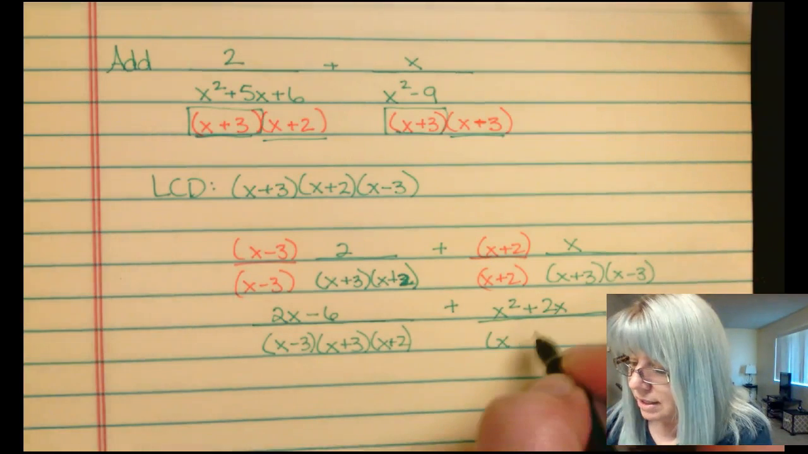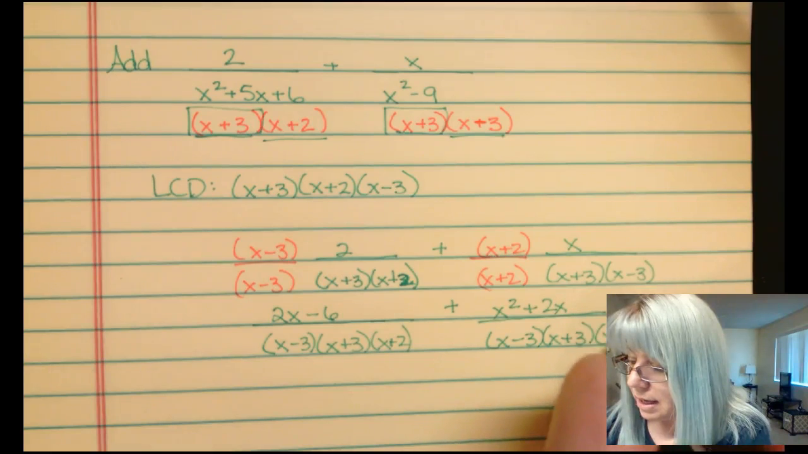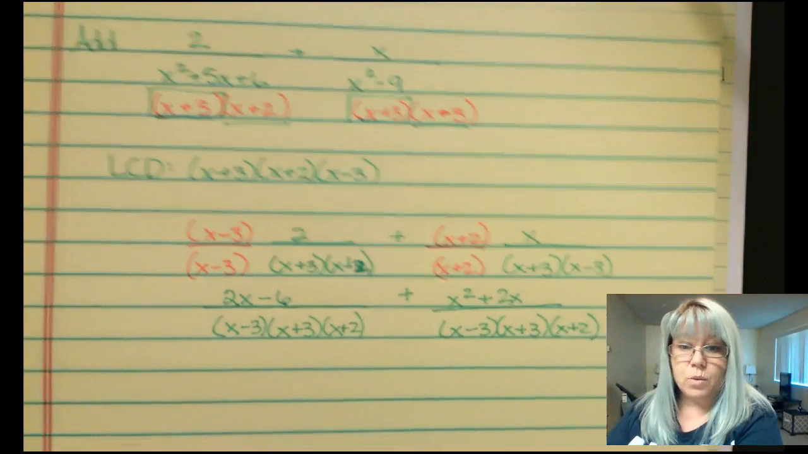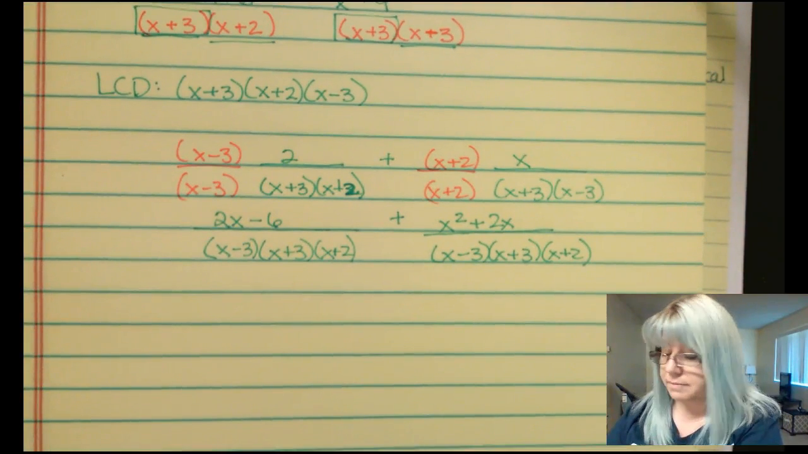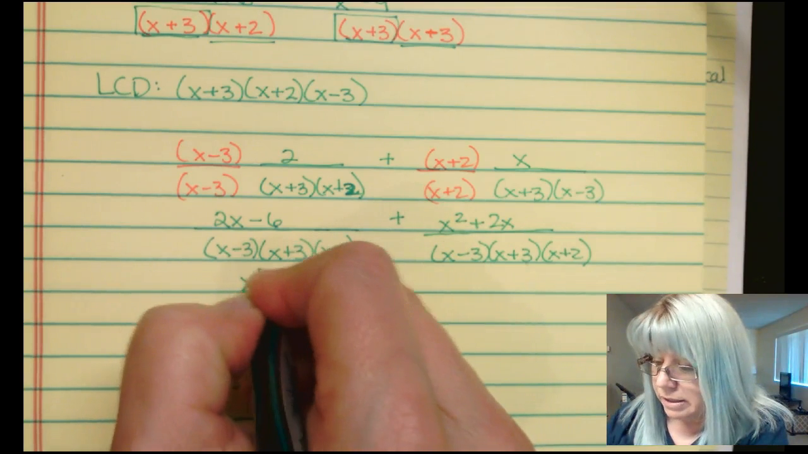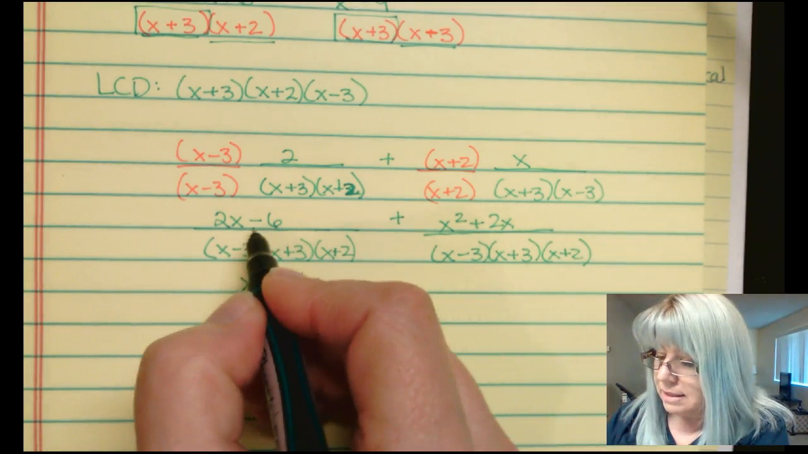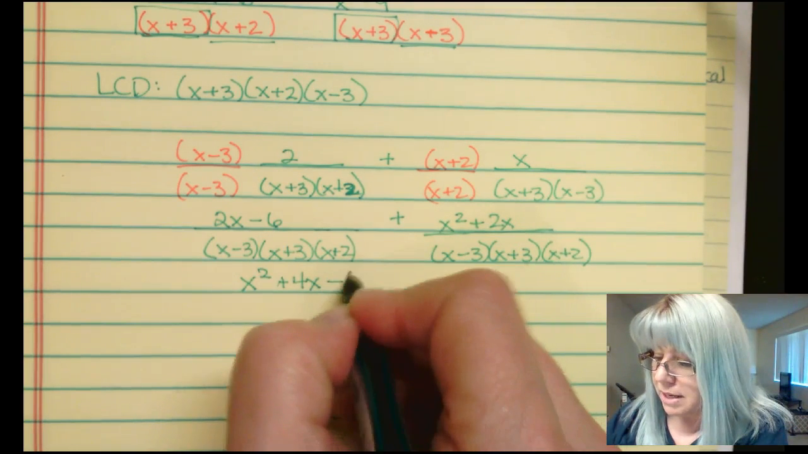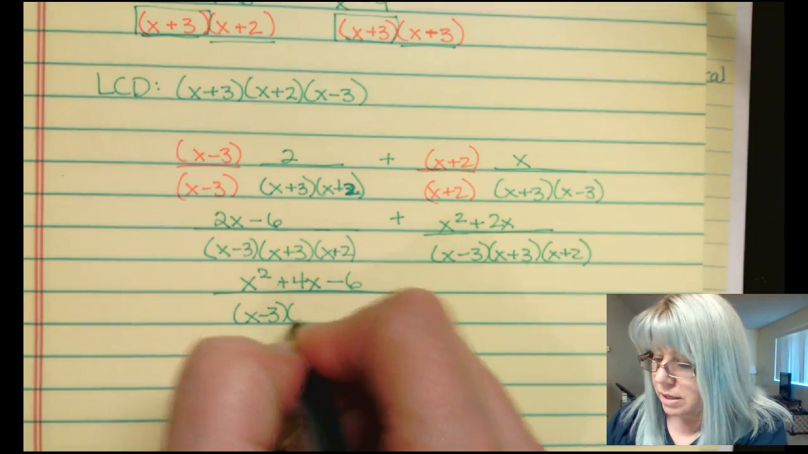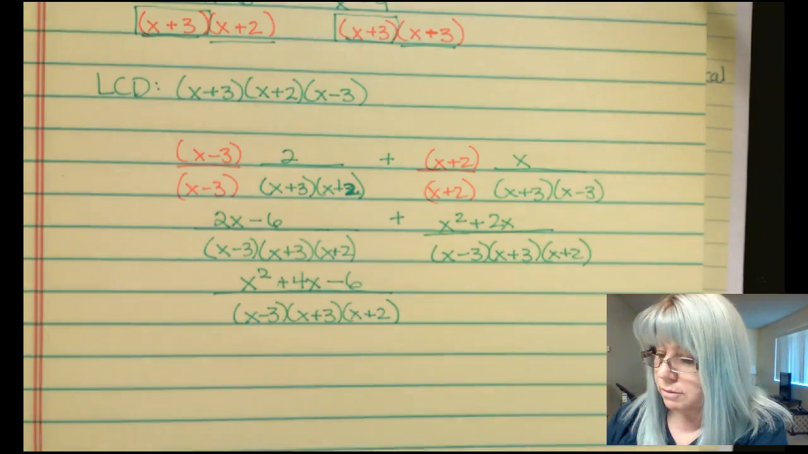I'm going to go ahead and write it in the same order: x minus 3, x plus 3, x plus 2. Now we can combine the numerators. x squared plus x squared is x squared. 2x plus 2x is 4x. And minus 6 plus nothing is minus 6, all over x minus 3, x plus 3, x plus 2.